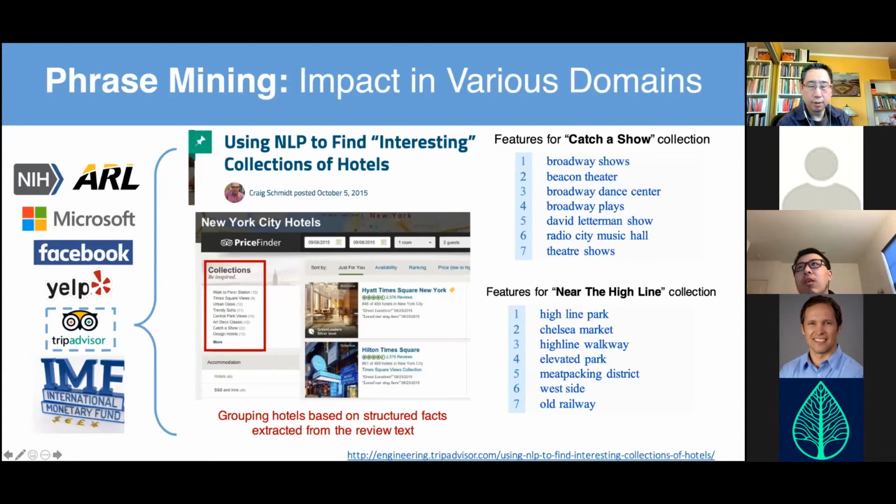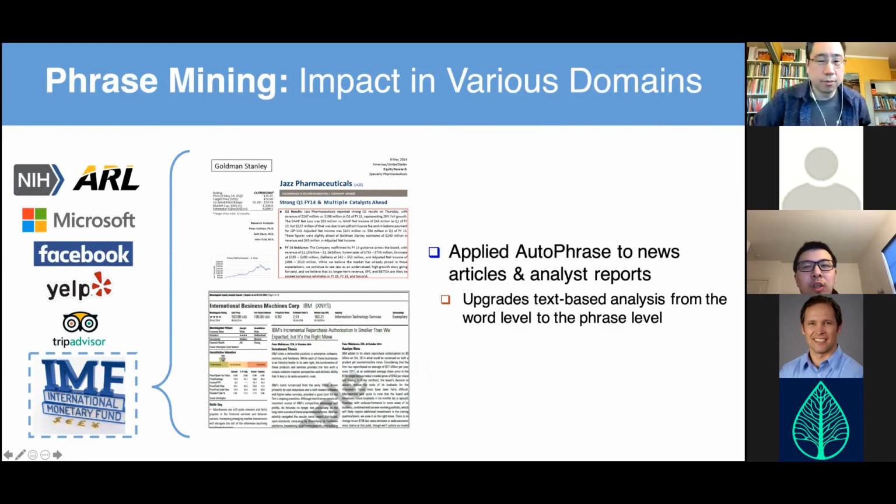So they actually grouped the hotels based on the phrases. They find the Broadway show, Beacon Theater, theater shows, all these things are related to catch a show. And they also find something near the High Line. It's a landmark in New York City near the Chelsea market. So this is a blog post where they talk about this. And surprisingly, I also got an email from the International Monetary Fund. They told me that they want to improve AutoPhrase for their business analytic reports, to upgrade the market analysis from the word level to the phrase level.